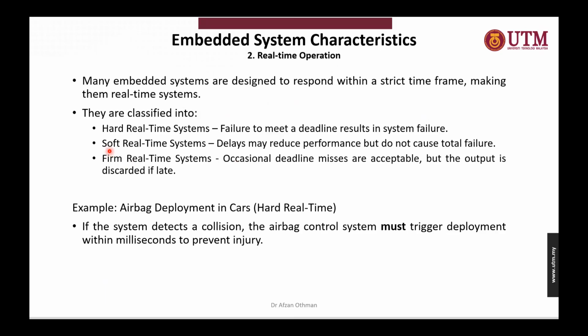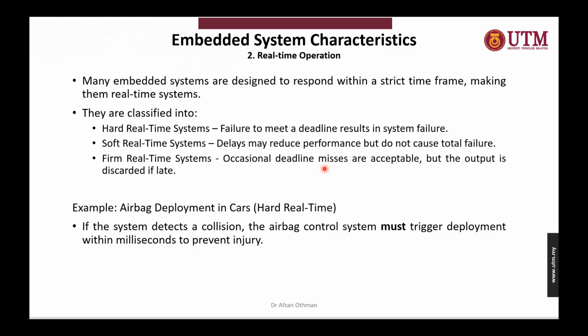And then the second one, we call it a soft real-time system, which is defined as a delay that may reduce the performance, but does not cause a total failure. Even though there is a slight delay, it only reduces the performance but does not result in total failure. And a firm real-time system is one where occasional deadline misses are acceptable, but the output is discarded if it is late.